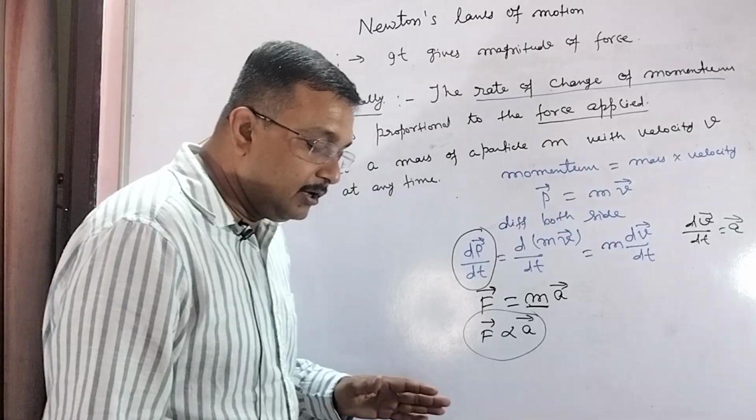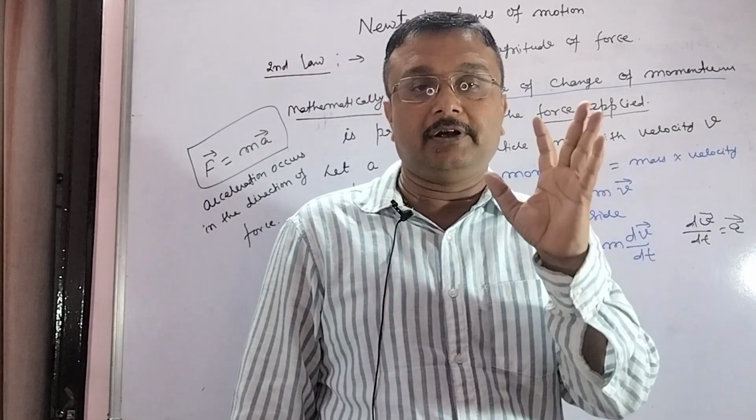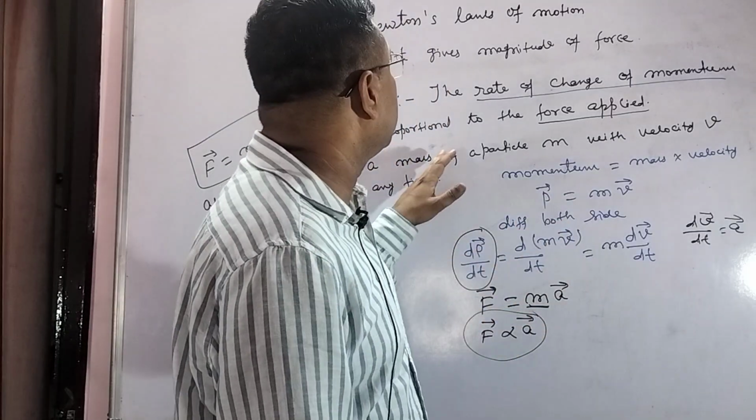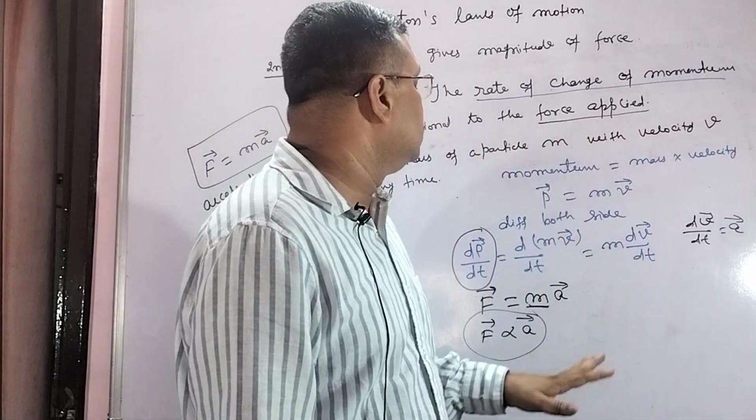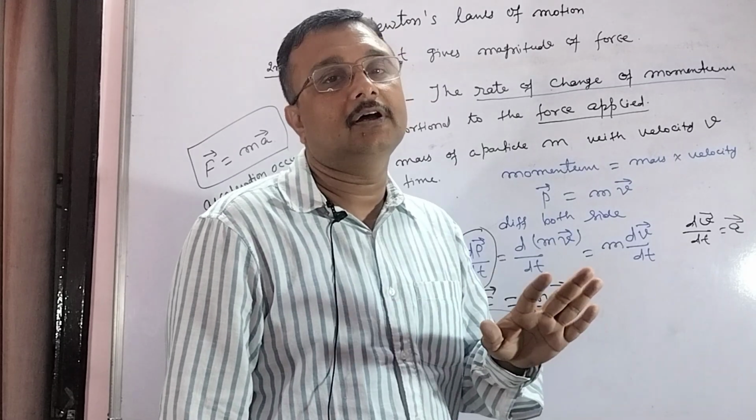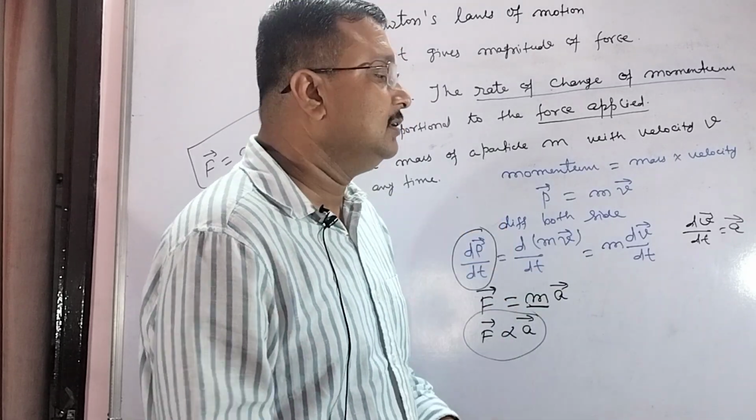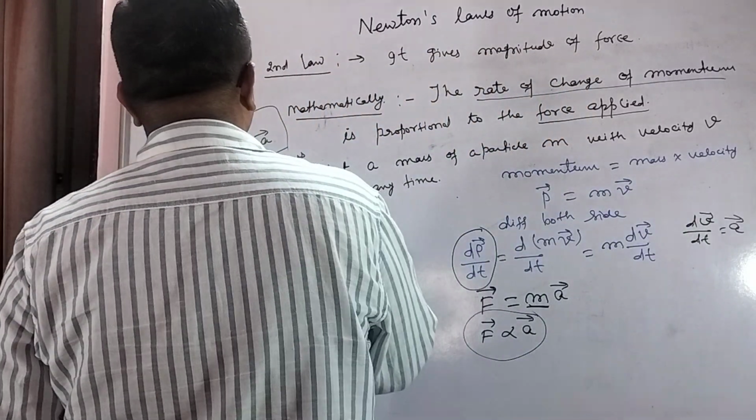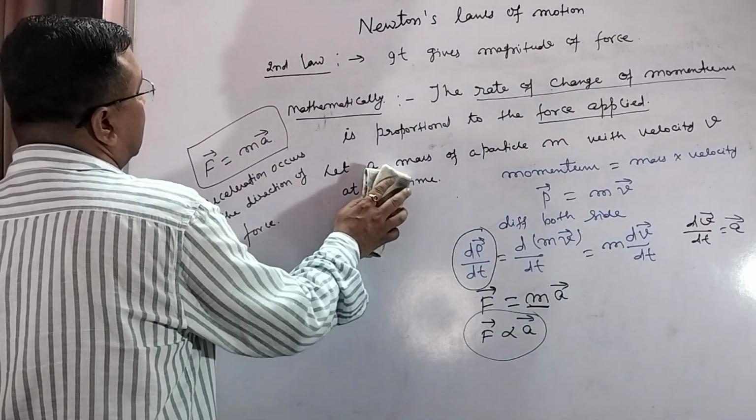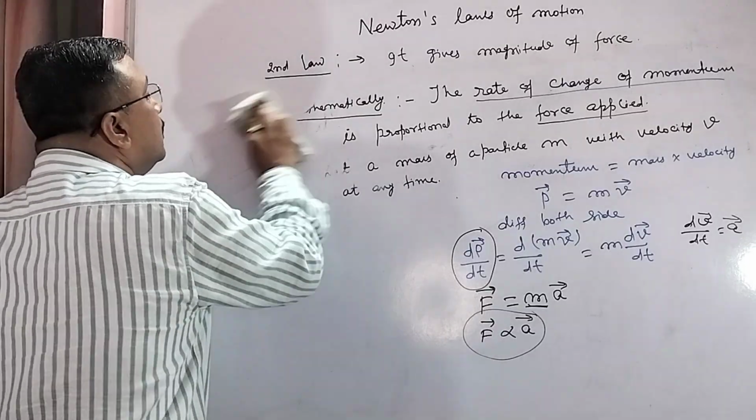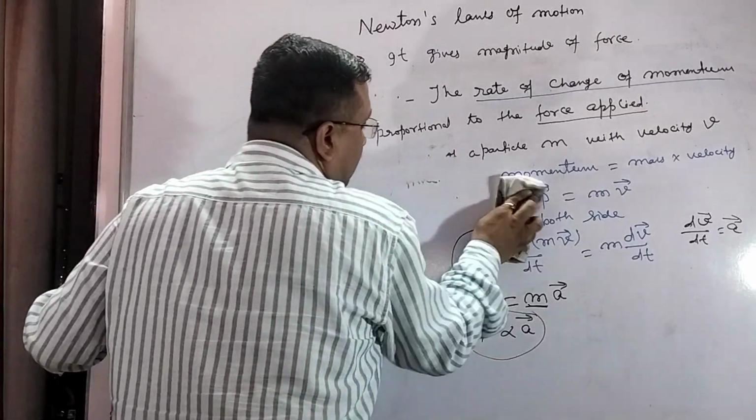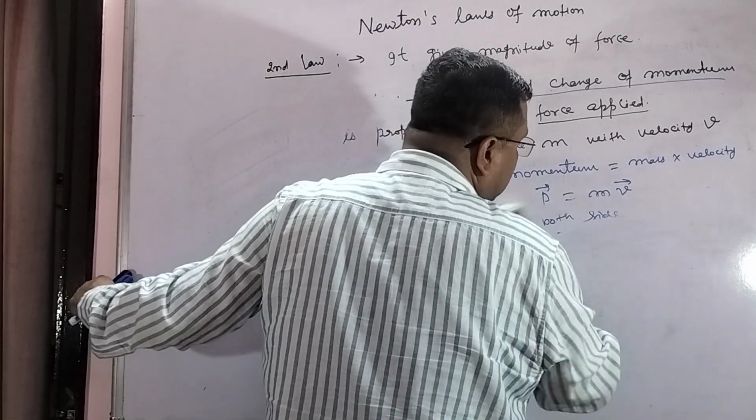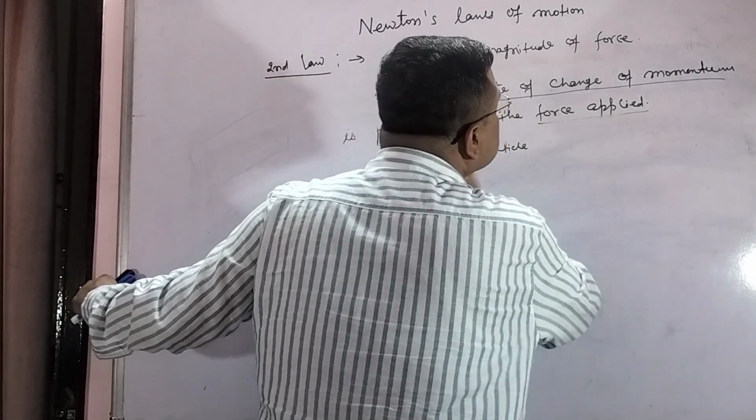Meaning is that the rate of change of momentum is proportional to or equal to the force applied on the particle. We can say like that. So this will be Newton's second law, from where we got an equation F equals to M into A. Now we shall discuss the third law of motion.